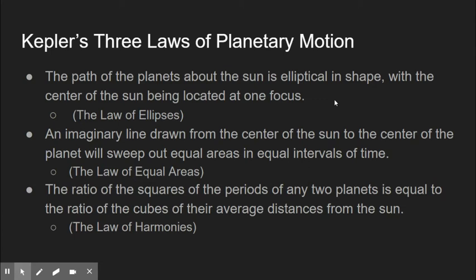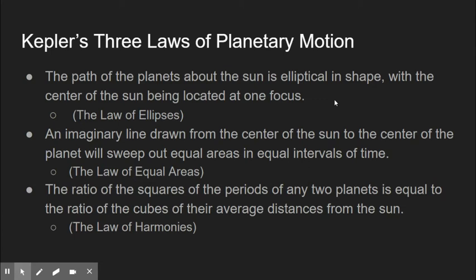As we're getting ready to start this unit, there are 3 of Kepler's laws. We're going to tackle the first one today, but there are 3 laws from Kepler. So the first one is the law of ellipses, and that says the path of the planets about the sun is elliptical in shape, with the center of the sun being located at one focus.